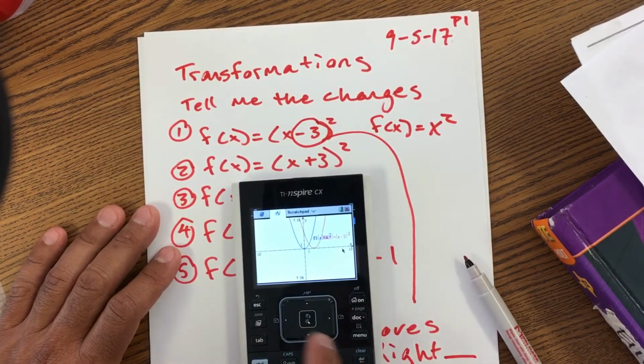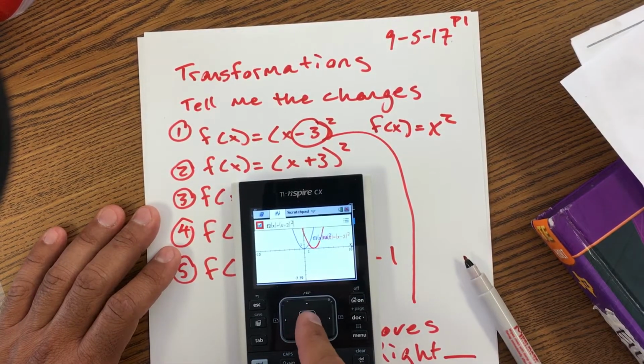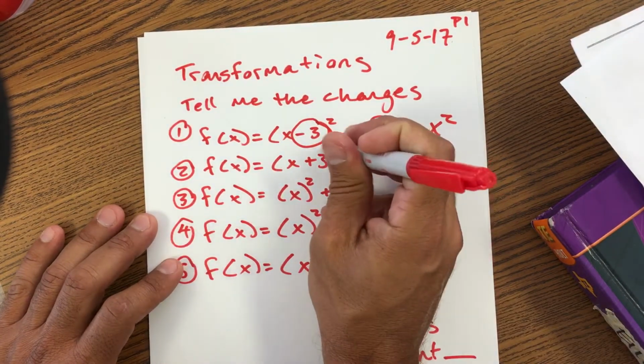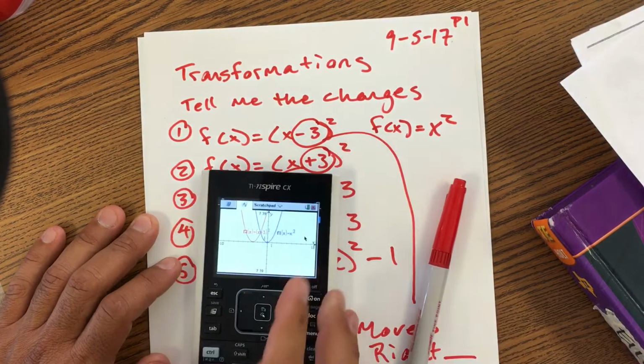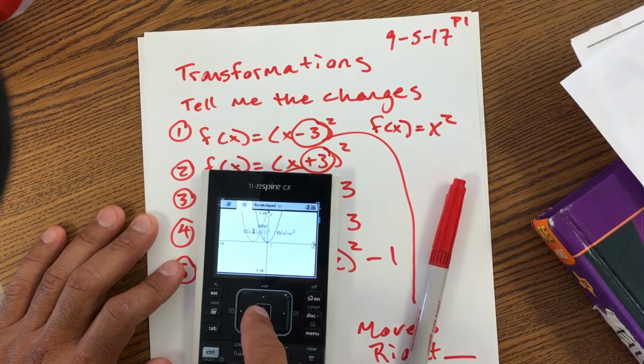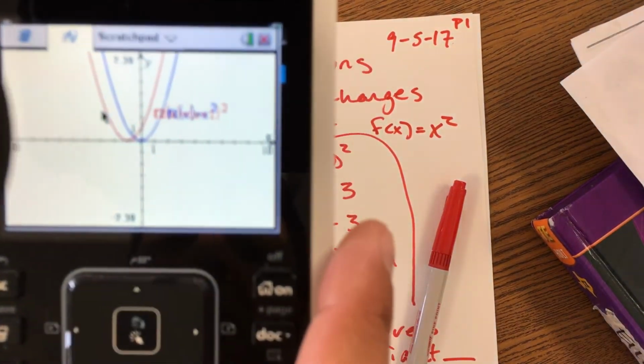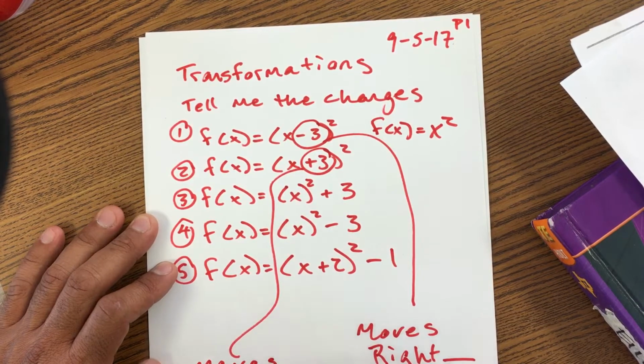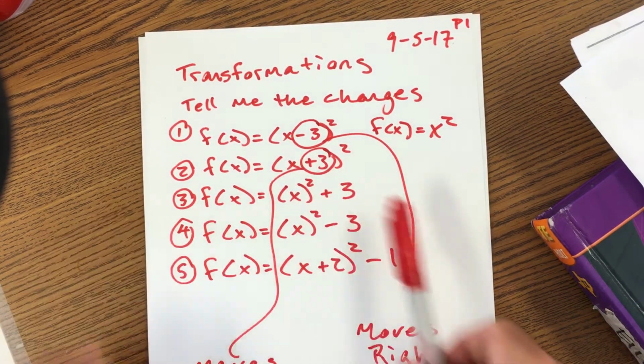So what happens when it's a plus? Well, let's see. Make it plus 3. And so now it moved over to the left. I'm going to double check by putting a different number in there. I'm going to change it to plus 1, and see if it moved to the left 1. And it did. So that means when it's a plus, that moves the graph left blank many. And on this particular example, it's going to move to the left 3.